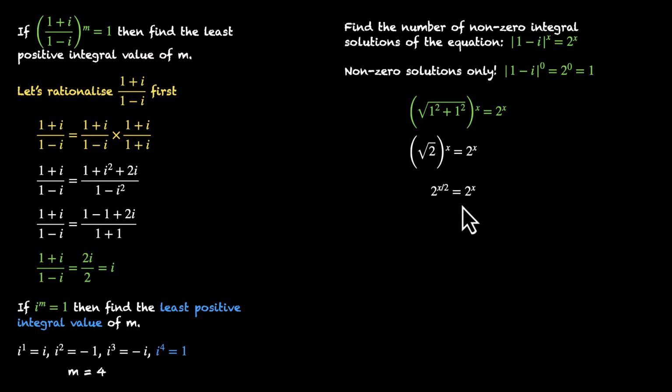So we can compare the powers. x by 2 equals x, which means x minus x by 2 is equal to 0. Be careful, you can't just cancel x here. It's better to put everything on one side and then equate that to 0. So x minus x by 2 is 0, which means x by 2 is 0, which means x is 0. So the only solution that we're getting is x equal to 0. And that's not something that the question asks for, which means there are no other solutions. There is no other value of x that satisfies this equation.